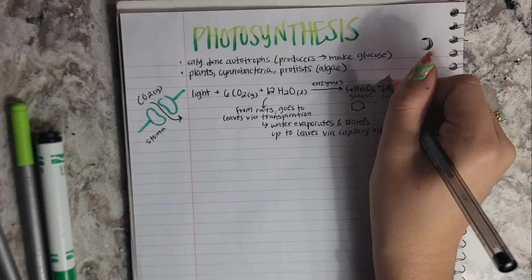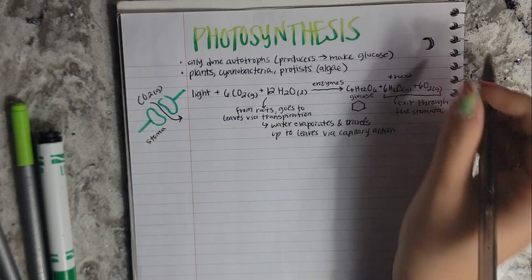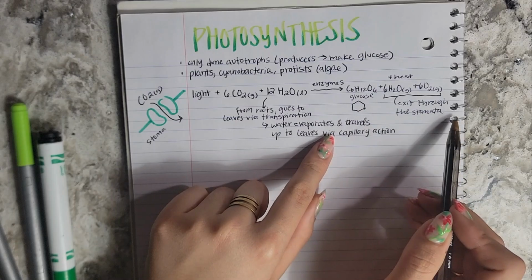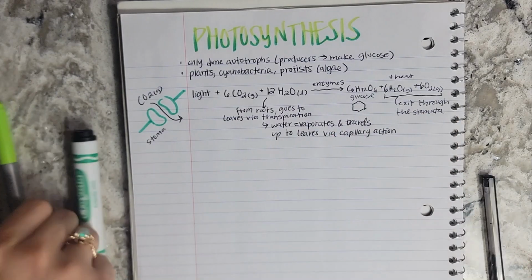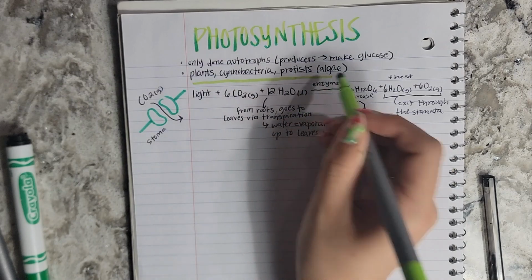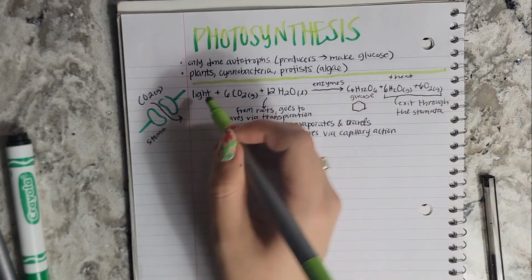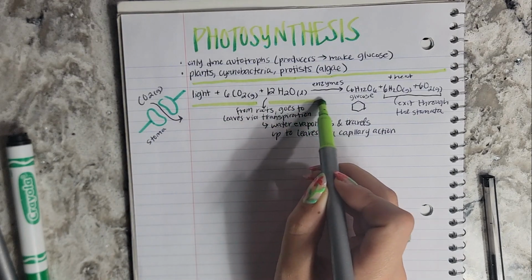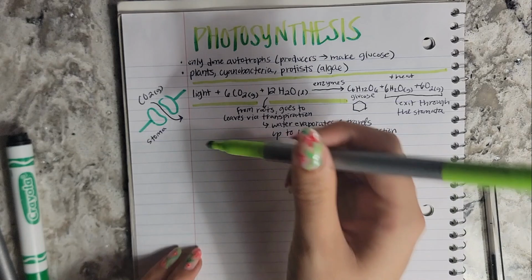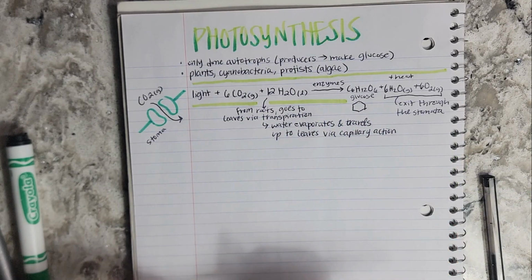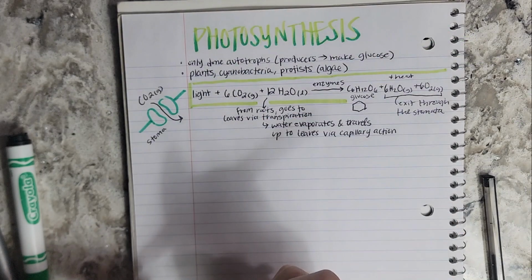And you'll also get some heat in there. Okay, so like I said, these are the reactants, and they react to form the products. Cool. So this is our overall reaction. But it's not that simple. You can't just say, okay, I'll give you some light and CO2 and H2O, and you can do that. It has to go through a couple of steps.